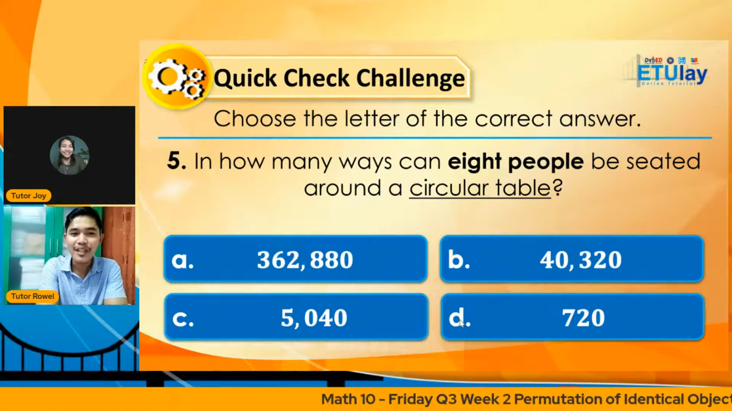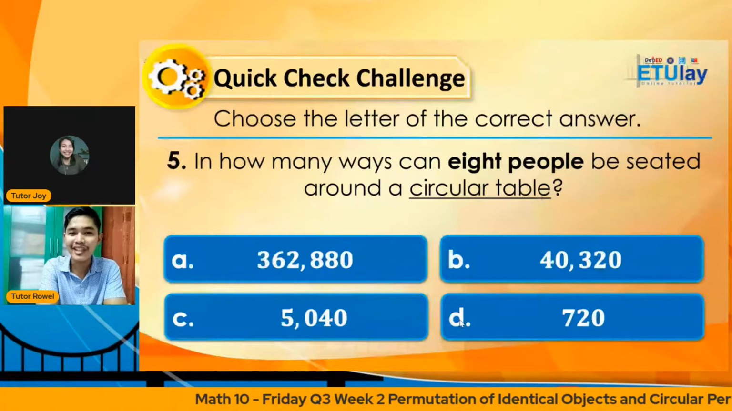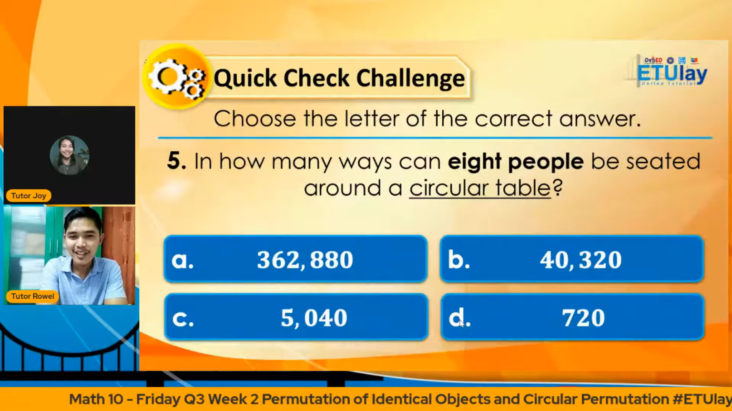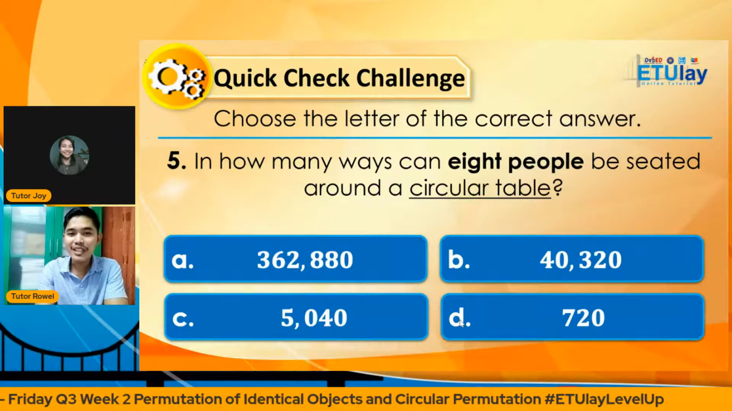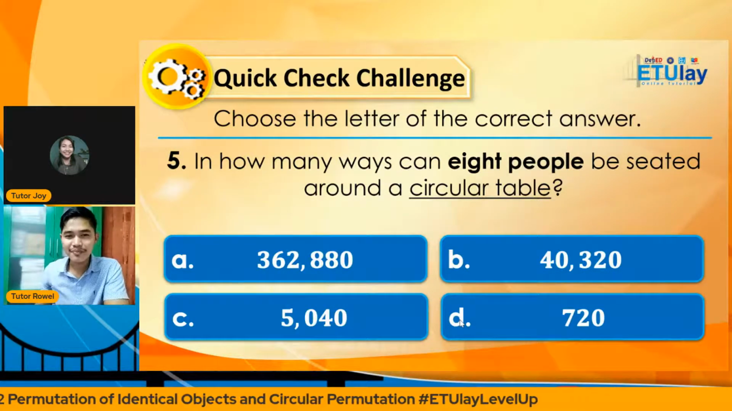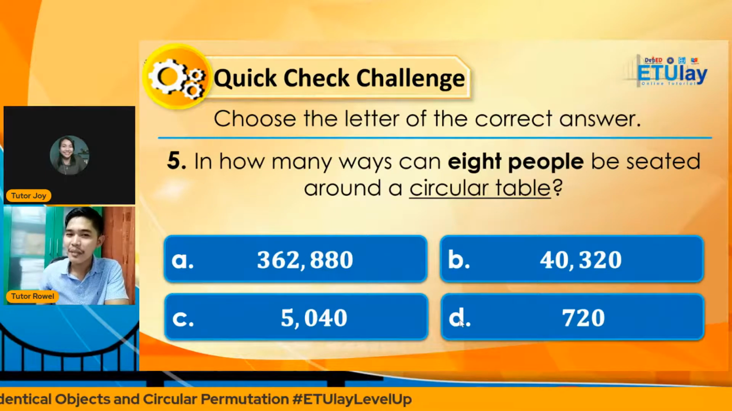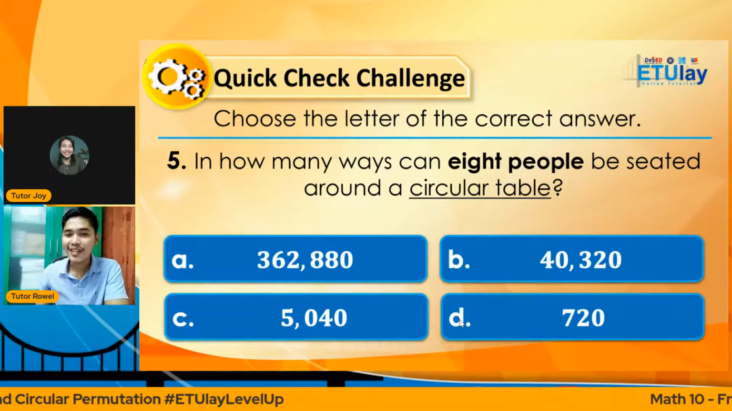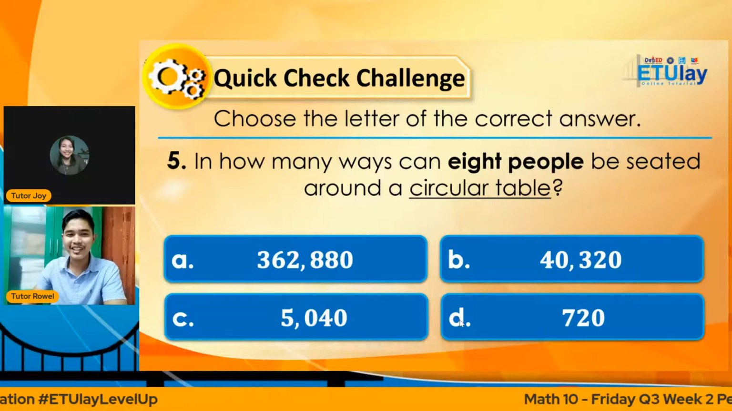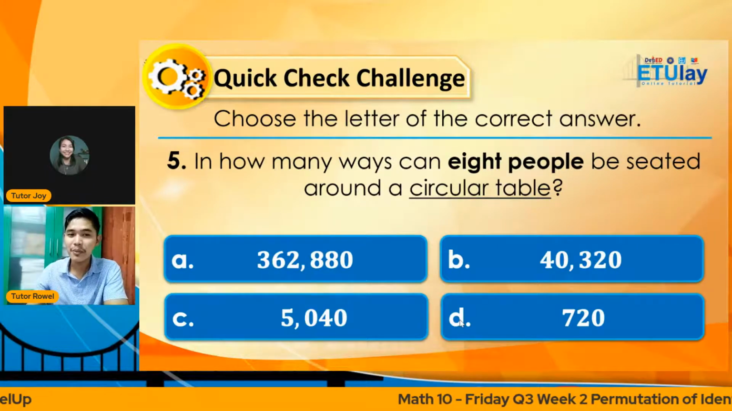Is it A, 362,880? Is it letter B, 40,320? Is it C, 5,040? Or letter D, 720? Mathletes, may 8 people.